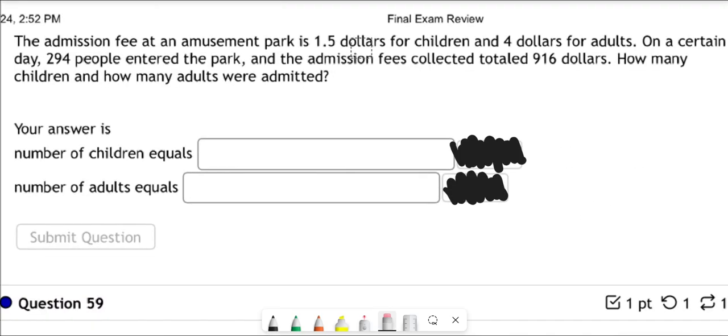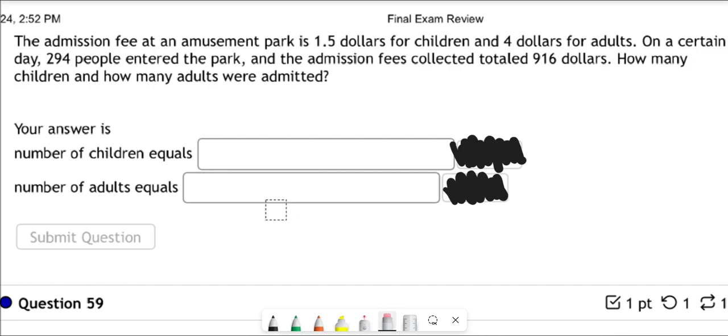Now you have a slightly spicier problem. This one says the admission fee at an amusement park is $1.5 for children and $4 for adults. On a certain day, 294 people entered the park, and the admission fees collected totaled $916. How many separately, children and adults, were admitted? You want to figure out both the number of children and the number of adults.